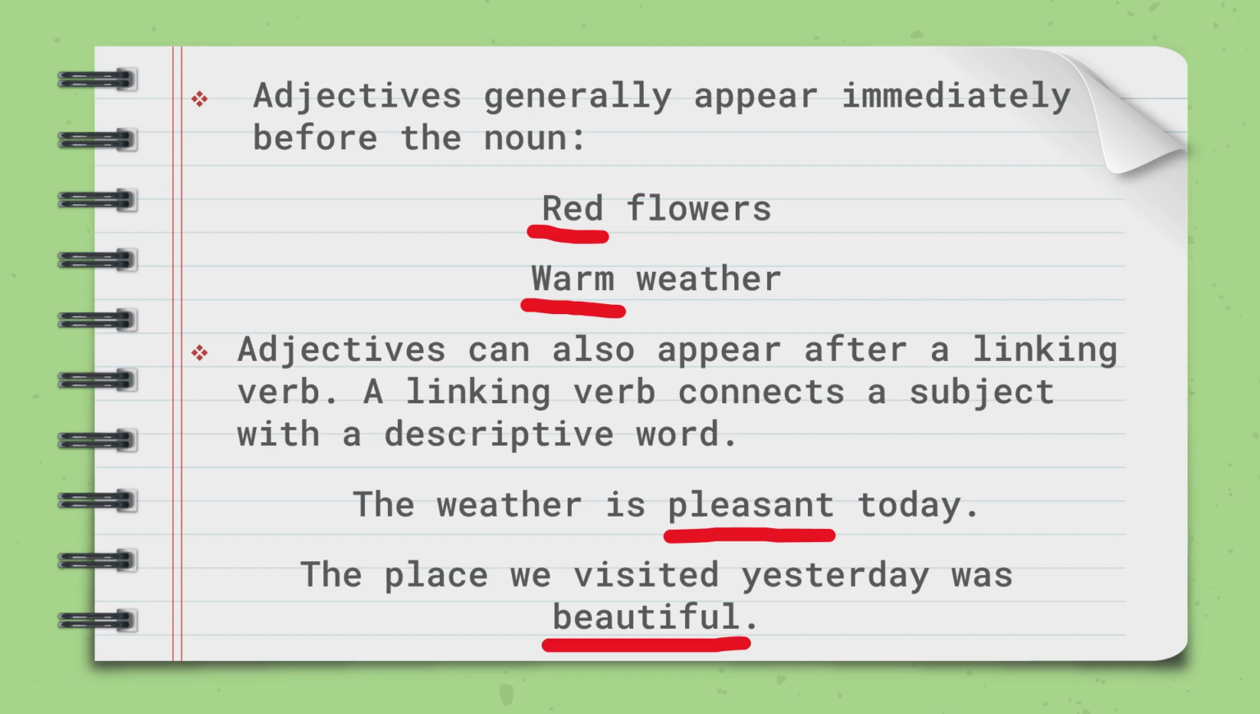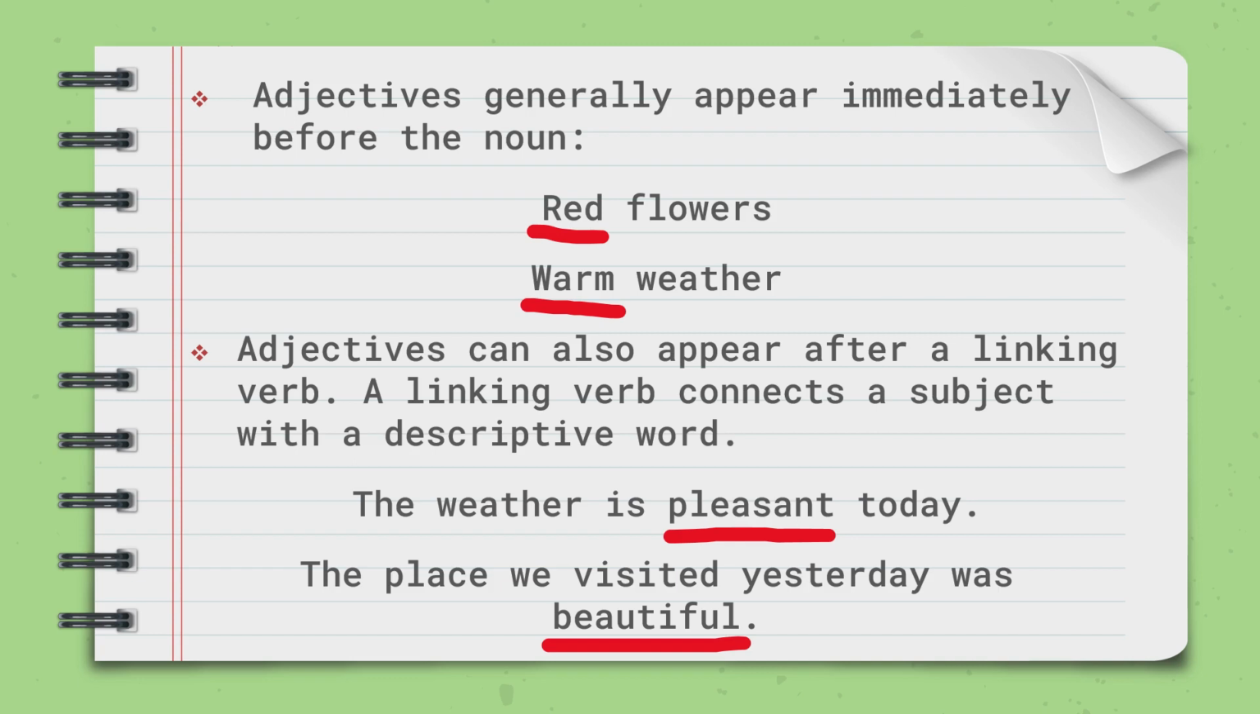Then there's another way adjectives are used. Adjectives can also appear after a linking verb. We've already covered what linking verb is in the previous lecture. I hope you remember that. A linking verb connects a subject with a descriptive word. So basically a linking verb connects subject with subject's description.